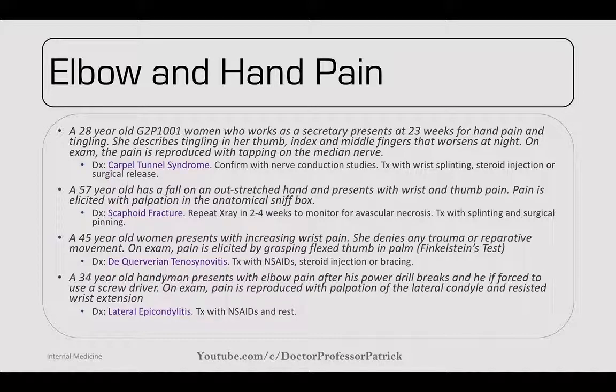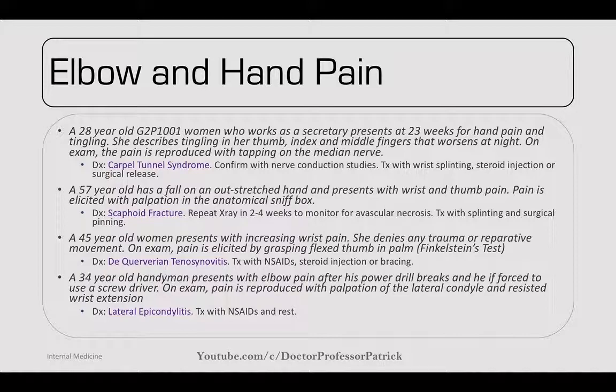Next is a case of a 57-year-old who fell on an outstretched hand and presents with thumb and wrist pain. This pain is elicited when palpation of the anatomical snuff box, and this is classic for a scaphoid fracture. You want to repeat X-ray in 2 to 4 weeks to monitor for avascular necrosis, and you want to treat it with splinting and surgical pinning if that's the case.